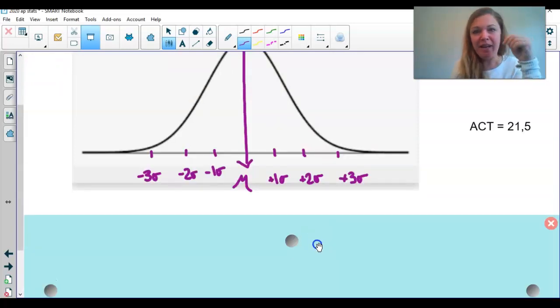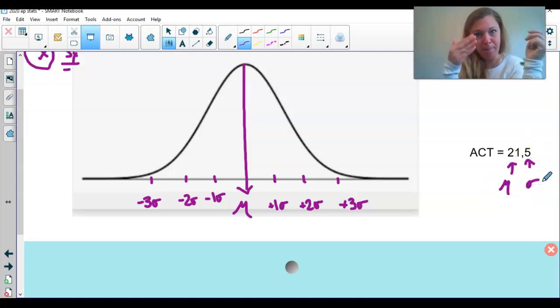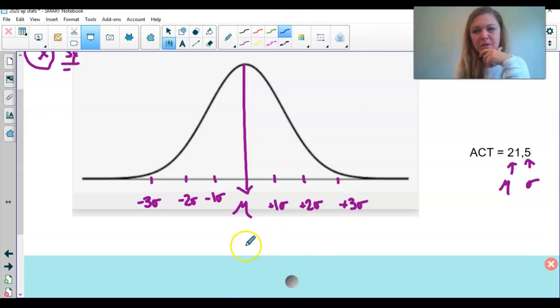All right, now next, let's put it in some context because you're looking at this and you're thinking, what? So once upon a time, the ACT had an average of 21 with a standard deviation of 5. This is describing the population. So what does that mean for our curve? We would mark 21 right here in the center. And then 1 standard deviation above 21 would be plus 5, so 21 plus 5 is 26.